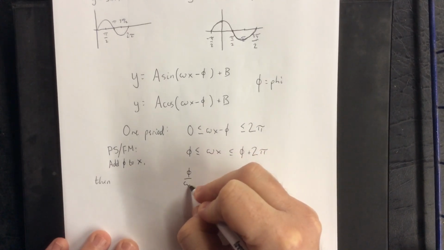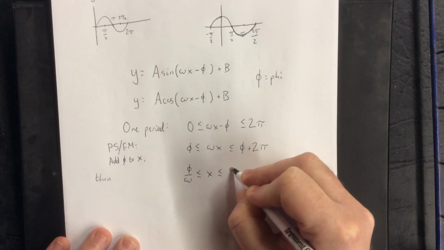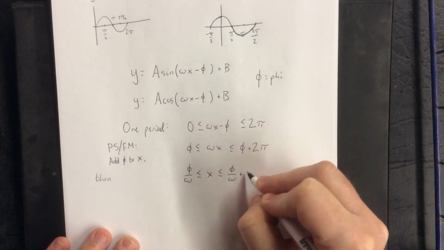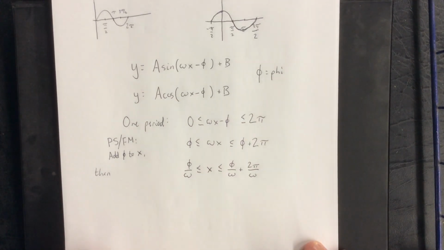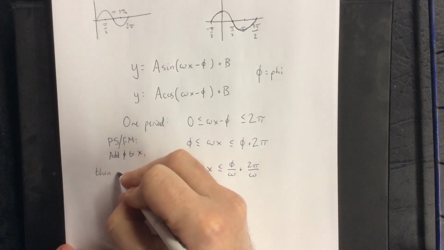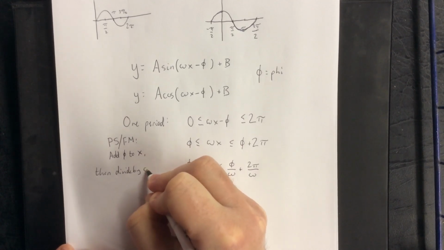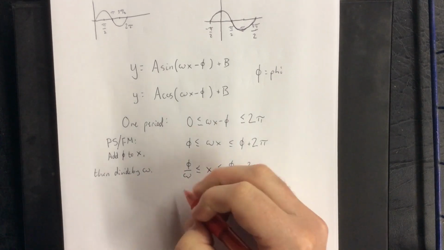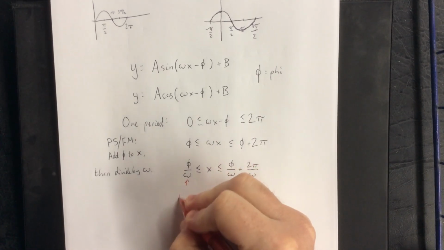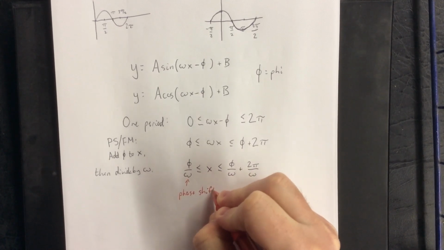We would get the following. Phi over omega is less than or equal to x, which is less than or equal to phi over omega plus 2 pi over omega. What this lets us know, then, divide by omega. So that means that this quantity right here would be known as the phase shift, because that is now where your period starts.